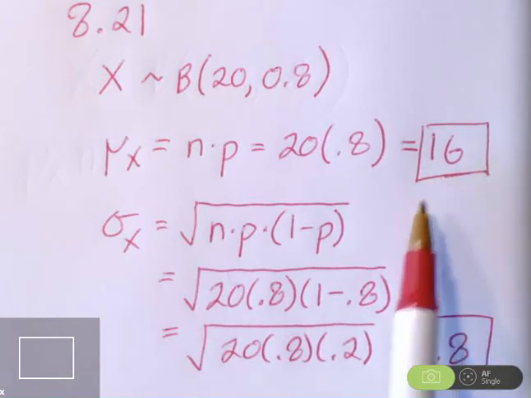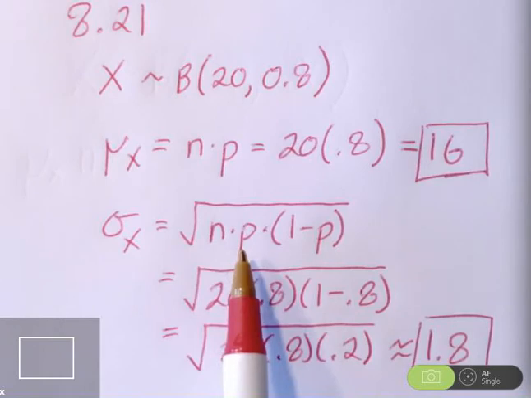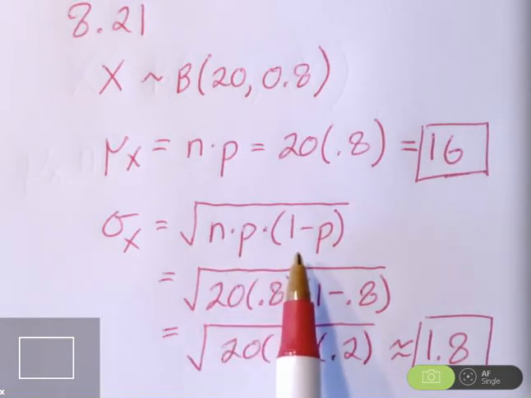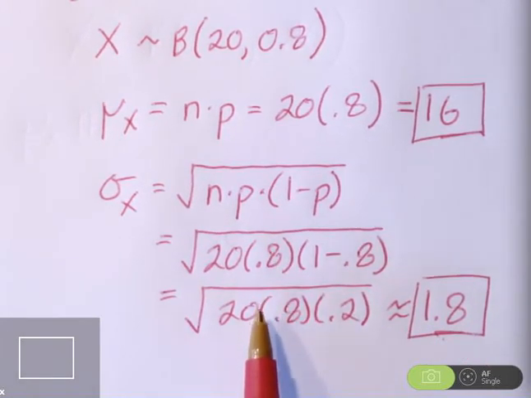And for part B, the standard deviation is the square root of the quantity count times success probability times 1 minus the success probability. So that's just the probability of failure. So that's the square root of 20 times 0.8 times 0.2.